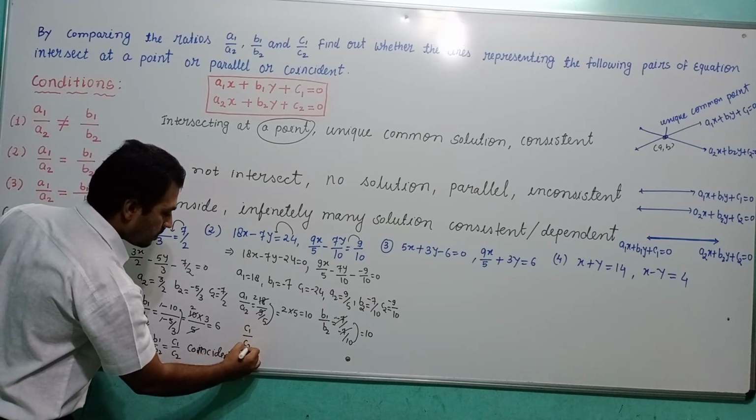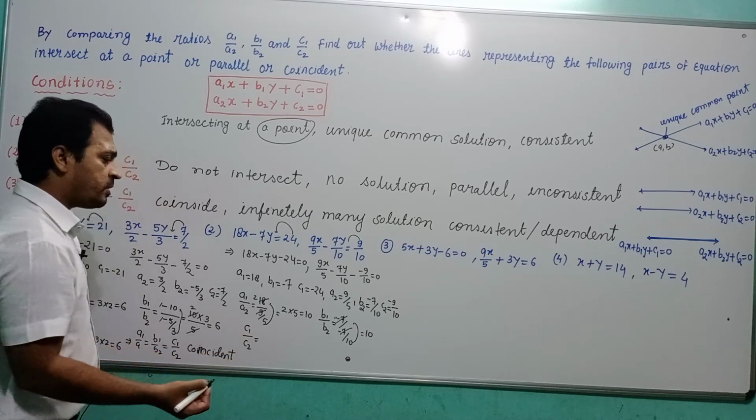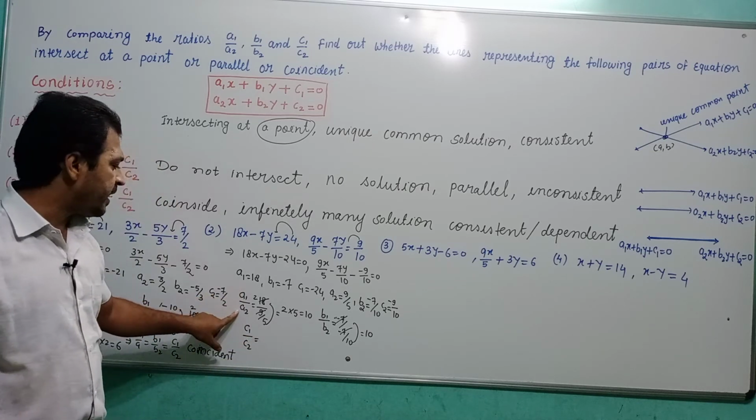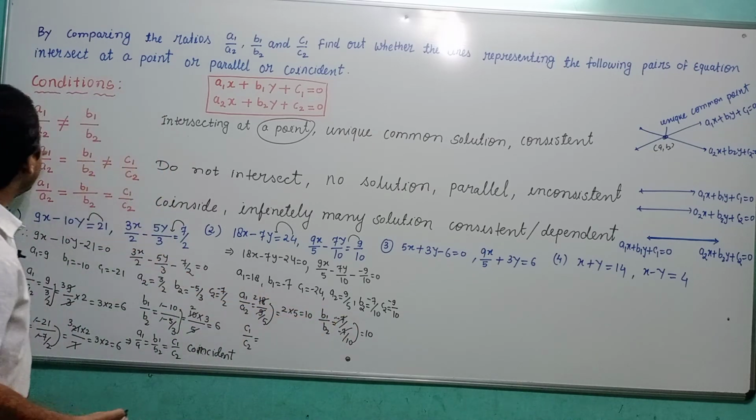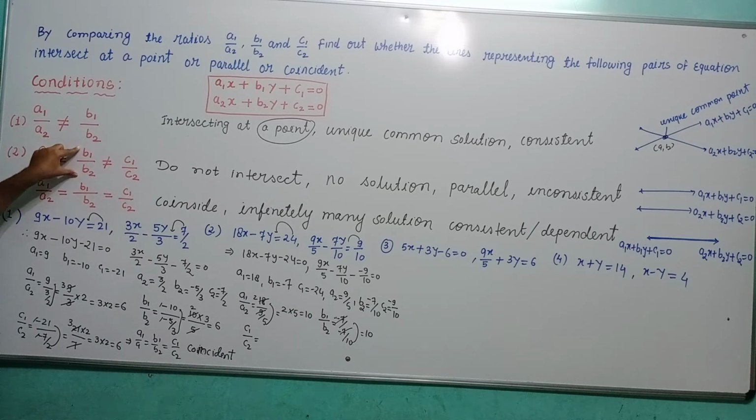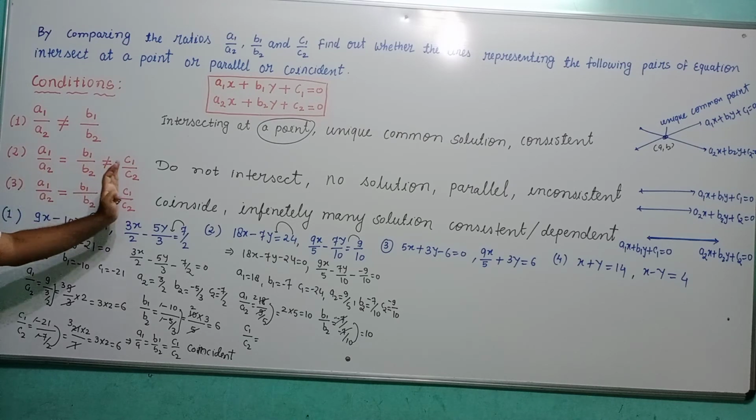c1 by c2. Why do we need to find c1 by c2? Because, students, we are getting a1 by a2 is equal to b1 by b2. And now it may satisfy the second condition or the third condition, because a1 by a2 is equal to b1 by b2. In both conditions these ratios are equal, but c1 by c2 here is not equal, and in the third condition c1 by c2 is equal to all these ratios.